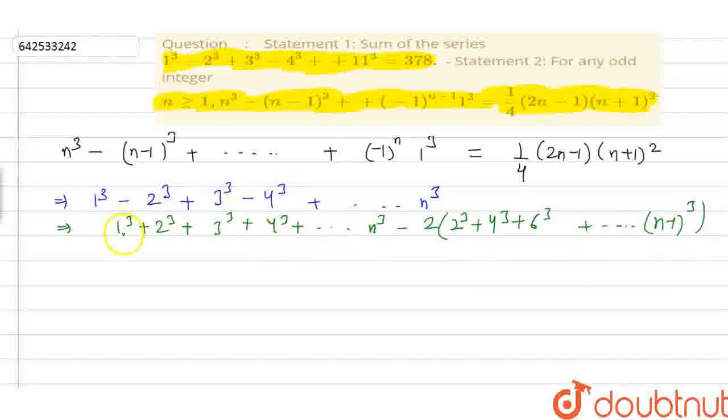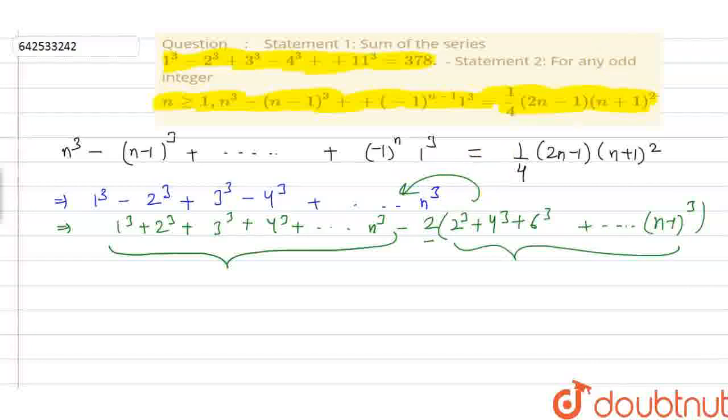Why have we written this series in this format? Because we know that this series, that is 1 cube plus 2 cube plus 3 cube till n cube minus 2 into 2 cube plus 4 cube plus 6 cube and so on, is equivalent to this series only. Now what is the benefit of writing this series in this format? It is because we can evaluate the value of this expression. This is basically the sum of cubes of n natural numbers, right? And that is equivalent to (n into (n plus 1) upon 2) whole raised to the power 2, right?